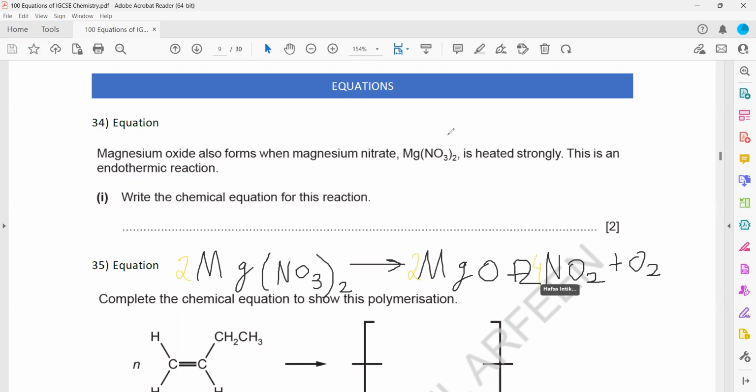The second part, the equation must be balanced as well, because whenever you write an equation, it must be balanced. That's why it's 2 marks. So oxygen: 2 times 3 is 6, multiplied by 2 is 12, and here we have 2 times 4 is 8, plus 2 is 10, and then 12. So oxygen is balanced. What about nitrogen? 2 here and 2 here, 4, and nitrogen is balanced, and magnesium 2. So this equation is balanced.